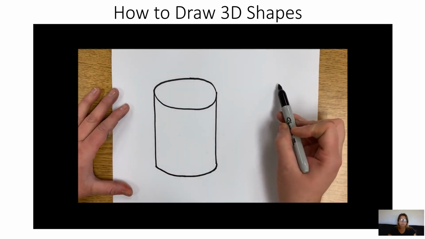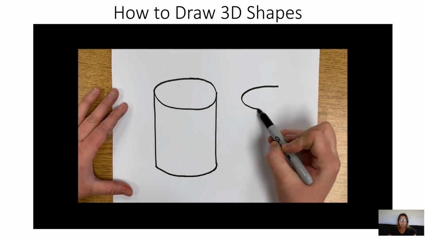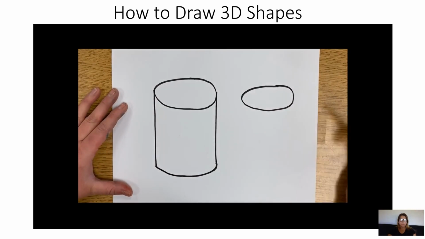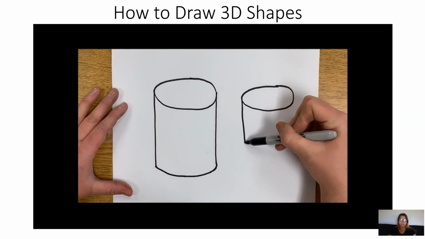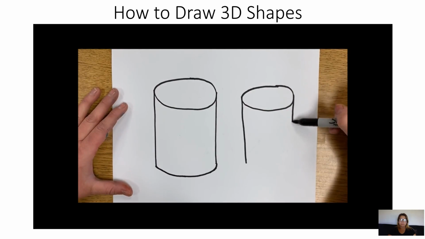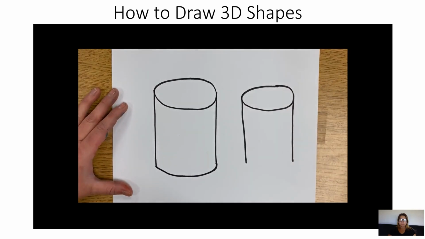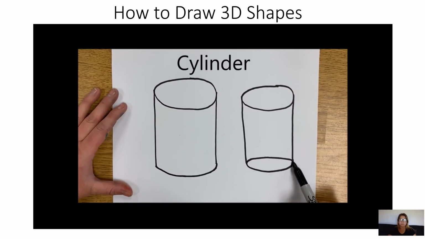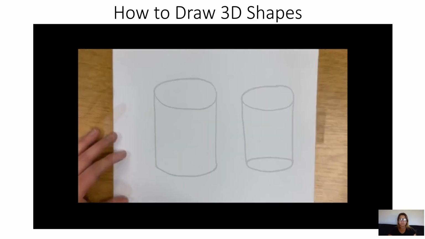The other way you can do a transparent one would be to do an oval, two lines straight down, and then connect with an oval at the bottom. This would be like a see-through can or a glass.